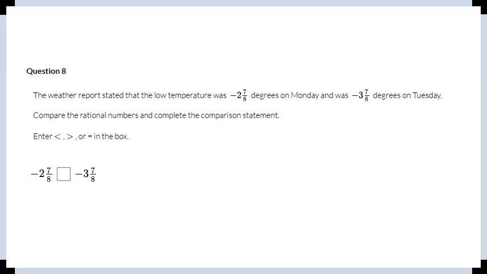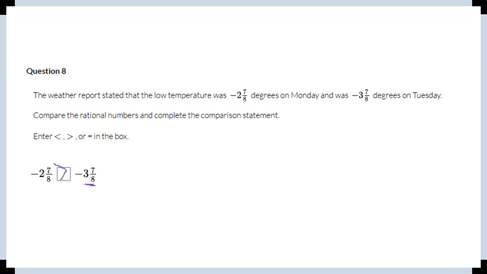The weather report stated the low temperature was negative 2 and 7/8 degrees on Monday and negative 3 and 7/8 on Tuesday. Compare the rational numbers and complete the comparison statement. So the bigger of these two numbers, I always say bigger, as in just look at the numbers, and if they were positive, which one would be greater? You'd say right off the bat that this one would be greater. But that means it's also farther away from zero on the negative side. So negative 3 and 7/8 is going to be less than negative 2 and 7/8.